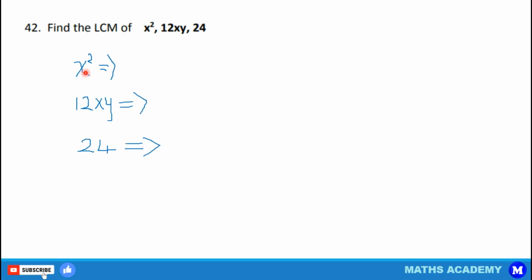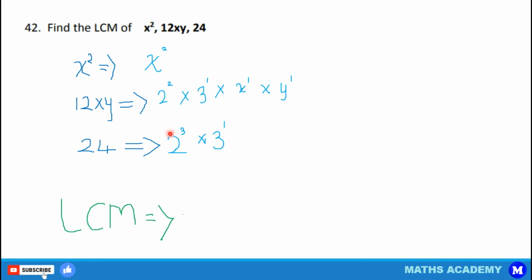Now you should put these terms as powers. For example, if you take x squared, you should put x squared. And if you take 12, you should put 2 to the power 2, that is 4, and multiplied by 3 to the power 1. So 4 into 3 is 12. So now to put the LCM, you should take the largest power of each and every unknown term.